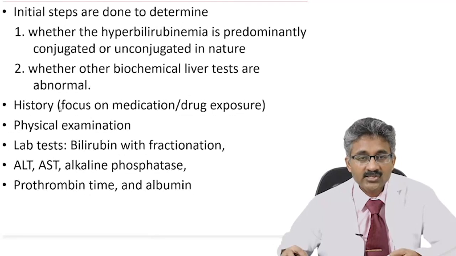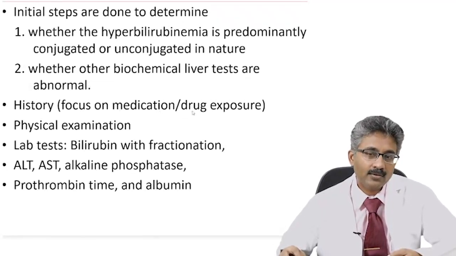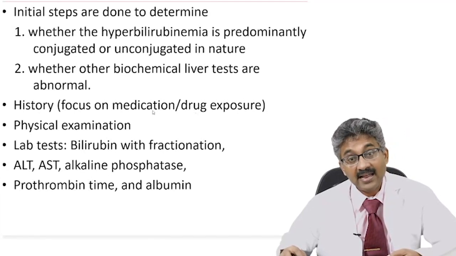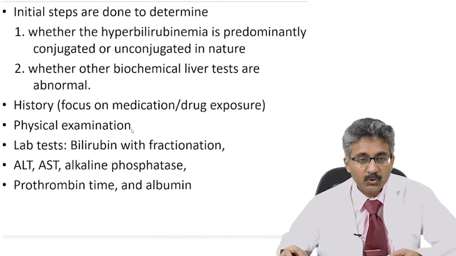Then in the history you have to ask about medication and drug exposure, because so many medications, over-the-counter drugs and herbal medicines can damage the liver, producing hepatocellular and cholestatic patterns. Then physical examination you have to do, and lab tests: bilirubin, then liver enzymes, alkaline phosphatase, then SGOT, SGPT. This is SGPT, this is SGOT: alanine aminotransferase, aspartate aminotransferase. Then prothrombin time and albumin, you have to measure them.